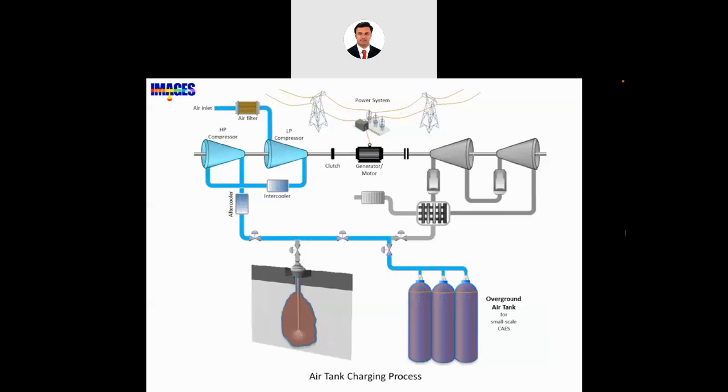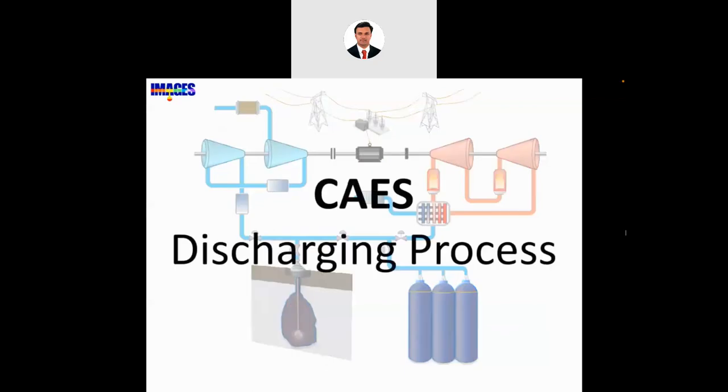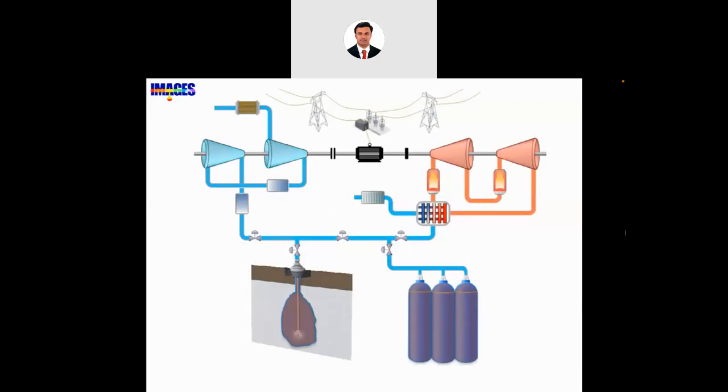The compression process normally uses intercoolers and aftercoolers to reduce the working temperature of the injected air, thus improving the compression efficiency and minimizing thermal stress on the system component walls. The pressure of compressed air in the overground tank is up to 300 bar. Now let's take a look at the discharging process.